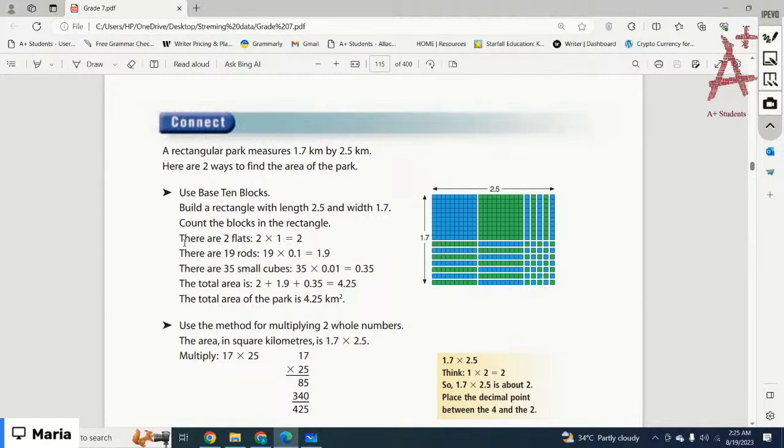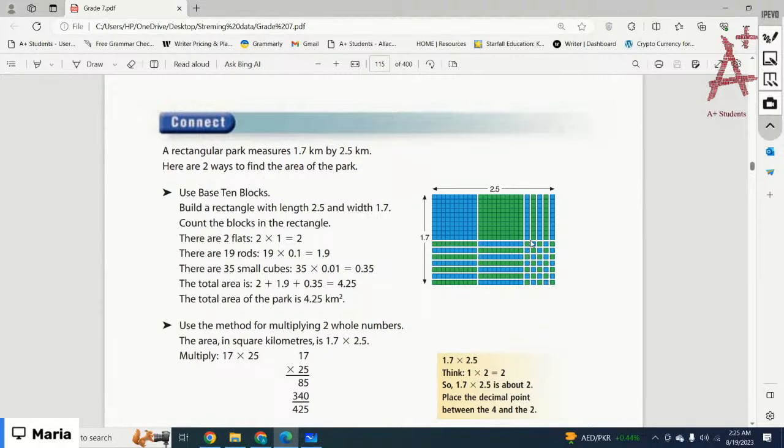How do you solve it? There are flats. You can do two on the length and one on the width, so you multiply two flats, 2 times 1. Then there are rods. Let's see how many rods we have: 1, 2, 3, 4, 5, 6, 7, 8, 9, 10, 11, 12, 13, 14, 15, 16, 17, 18, 19. We have 19 rods.